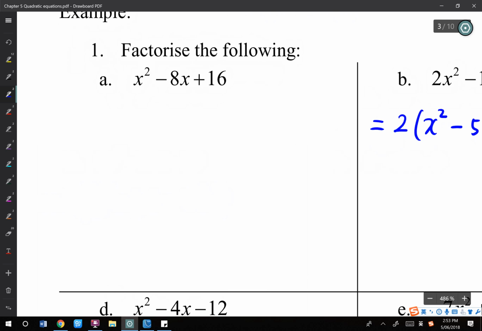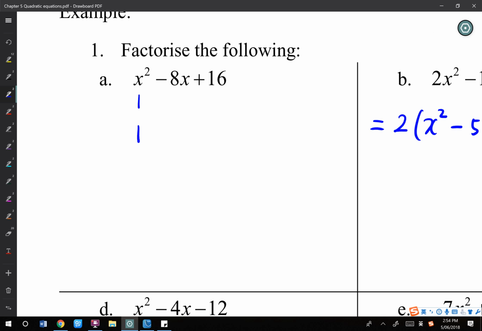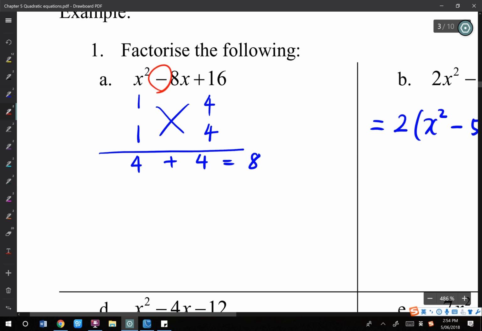But let's have a look at this one. I want x squared and a 16. Again, x squared is always 1 and 1 because the coefficient is 1. For 16, what times what is 16? 4 times 4. So we cross multiply that. That gives me 4 plus 4 equals 8. What I need is a negative 8.